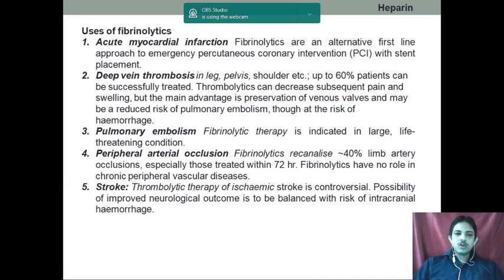Next is stroke. Thrombolytic therapy in ischemic stroke is controversial. The possibility of improved neurological outcome has to be balanced against the risk of intracranial hemorrhage. So, in the stroke condition also, these drugs are very useful.